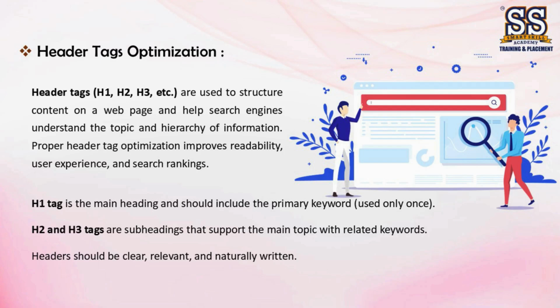The H1 tag, this is your main title. It should be used only once per page and must include your primary keyword. H2 and H3 tags, these are your subheadings. Use these to break up your content and support your main topic with related keywords. Always keep your headers clear, relevant, and naturally written. Don't overstuff them with keywords, write for humans first, and the search engines will follow.